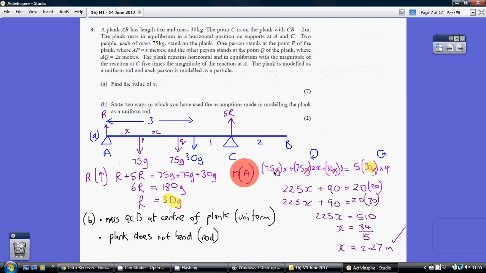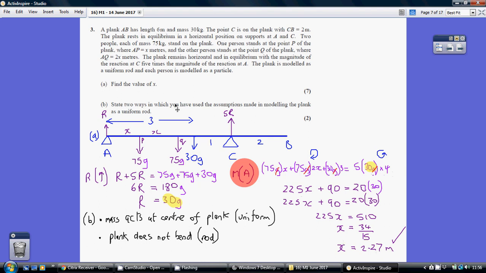So our clockwise moments are 75G times X, 75G times 2X, and 30G times 3. And our only anti-clockwise moment is our 5R times a length of 4. But bearing in mind that R we've just worked out to be 30G, that's 5 lots of 30G times 4. And then we can just solve this. So we divide through by G, and then simplify to give us this. And working through the algebra, we get X being 2.27 meters.